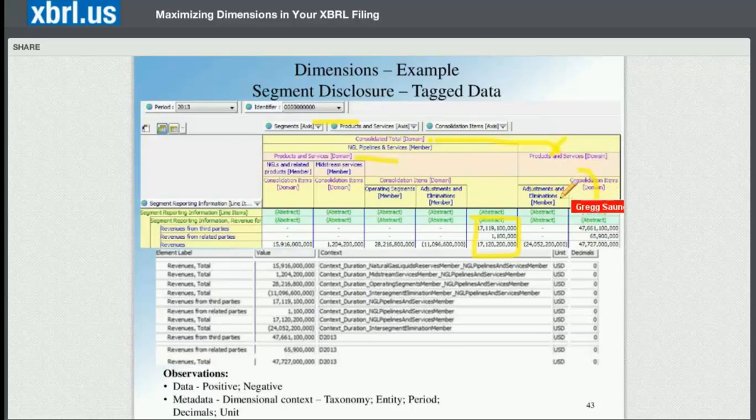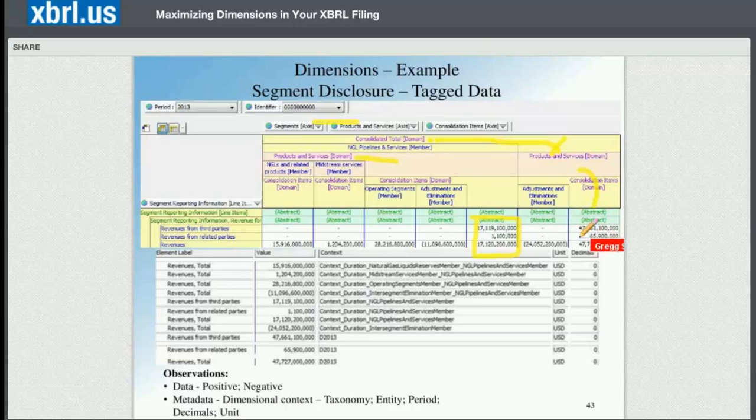It's defaulted for the products axis, but it's qualified by the consolidation items axis elimination member. Notice also that the 47661, the 65900, and the 47727 have no dimensional qualification on them. They are my one value per line item that is non-dimensionally qualified in this table. Okay, the 47661 represents third-party sales.